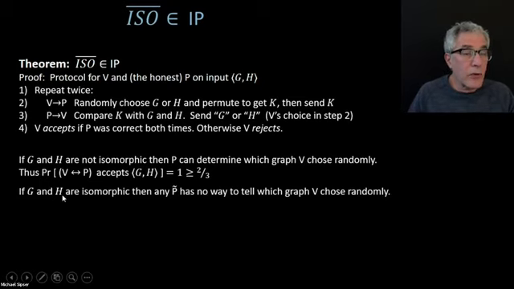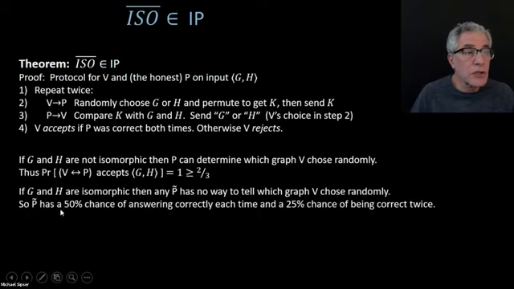If we were not in the language, so G and H are isomorphic, then there's nothing any crooked prover could possibly do, because it gets a graph and there's no way to tell whether it came from G or it came from H. So the best thing that crooked prover could do is guess. So it has a 50% chance of answering correctly each time, and only a 25% chance of doing it twice. And that's why I did it twice, in order to get that error to be small. So there's only a 25% chance of the prover getting lucky.